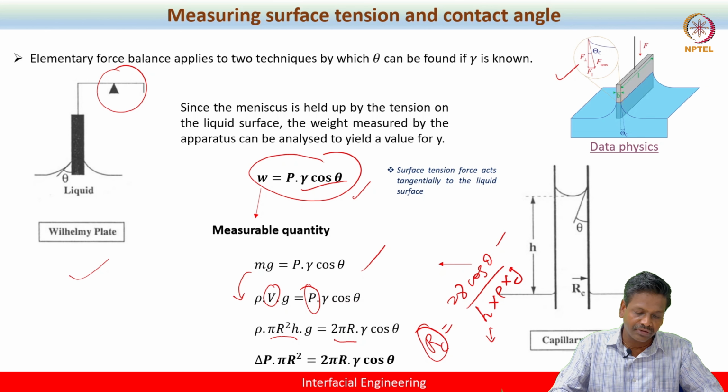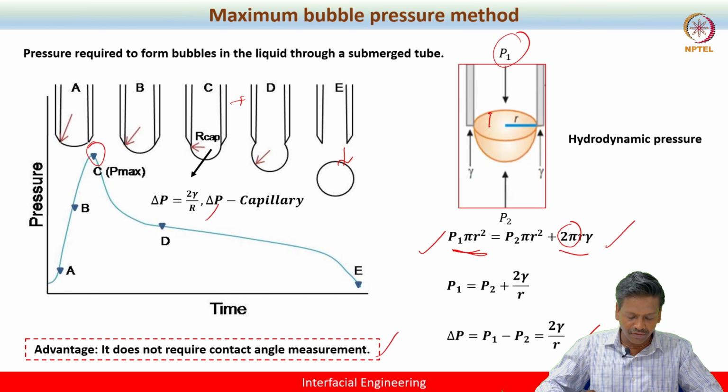All you need is the perimeter, and you need to measure the weight of the liquid that is acting on the Wilhelmy plate. Then one can easily measure gamma. In this case also, you don't need to measure theta. With the current sophisticated instruments that we have today, you don't need to really worry about theta. And again, in the case of the maximum bubble pressure method also, we don't need to really worry about theta.